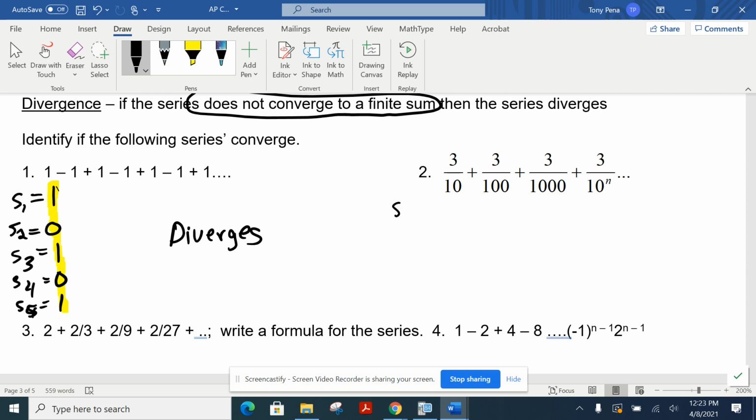For number 2, the first sum is the 3/10. You might want to think of this as decimals too as we do these partial sums. So 0.3. The next sum, wouldn't that be 0.33? Let me write this as 0.3.